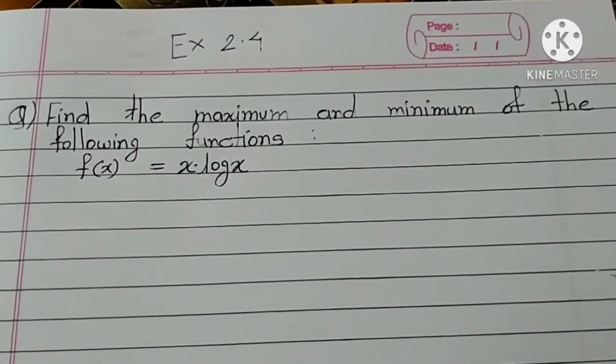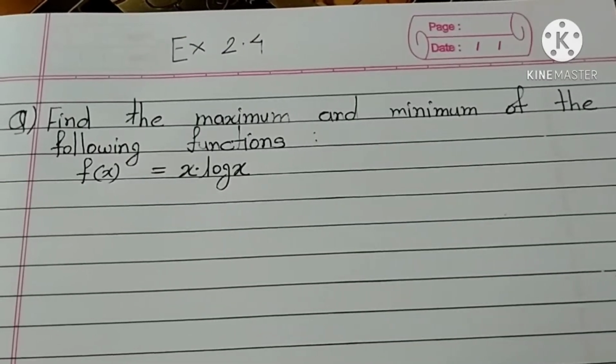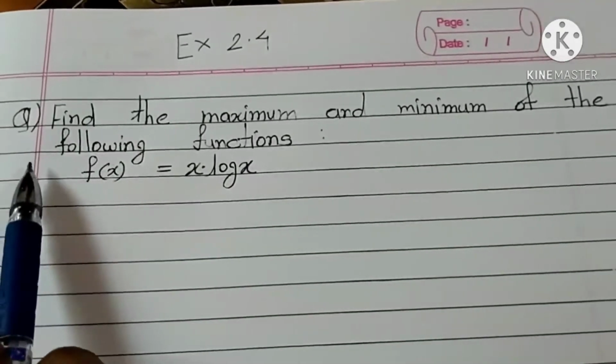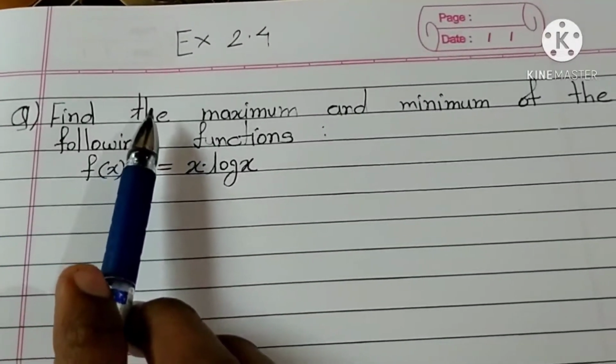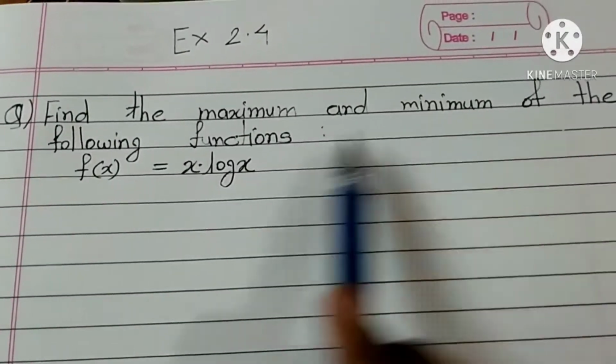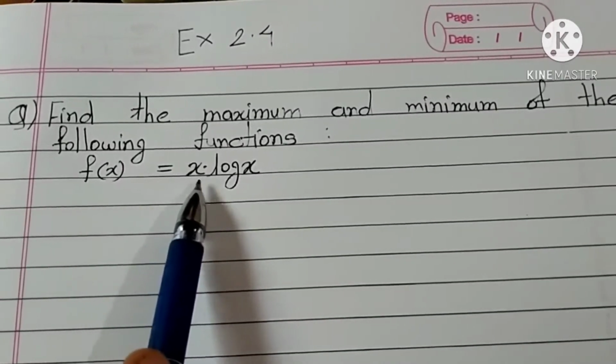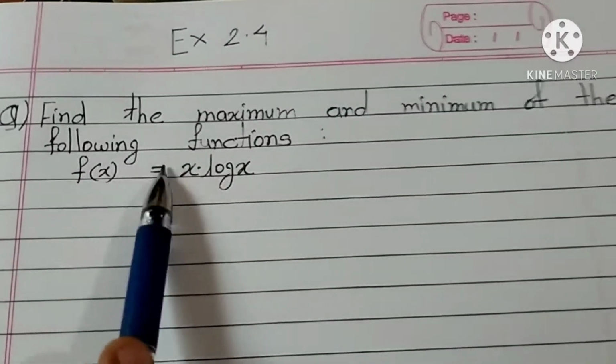Good morning, student. Today we continue the remaining examples of maxima and minima. Here is our first example from exercise 2.4. Find the maximum and minimum of the following function. This is the function and we have to find its maximum or minimum.